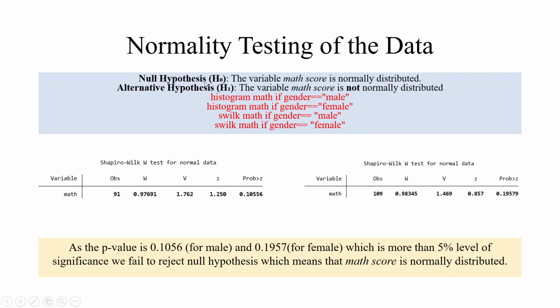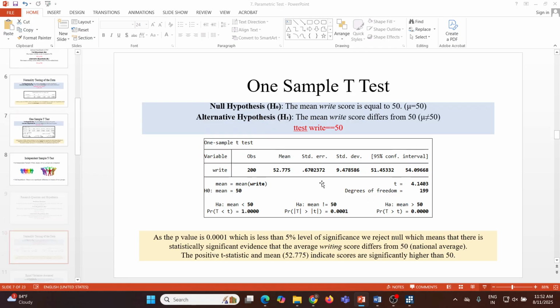So we will have to test the normality. The normality hypothesis is the variable math score is normally distributed. Alternative is the variable math score is not normally distributed. So the command line is histogram math if gender double equal to male, histogram math if gender double equal to female. And then we will do the formal testing with the help of Shapiro-Wilk test. So let's go in STATA.